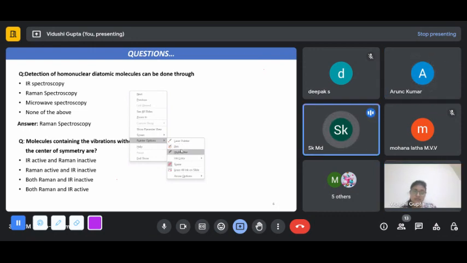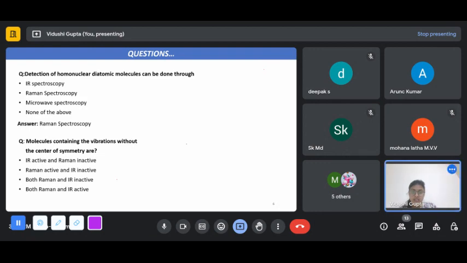Yes, ma'am, both IR and Raman active. Okay, anyone else? It's saying without center of symmetry, in which molecule there is no center of symmetry. Because you know that if the molecule has center of symmetry, then if it is IR active, it will be Raman inactive.